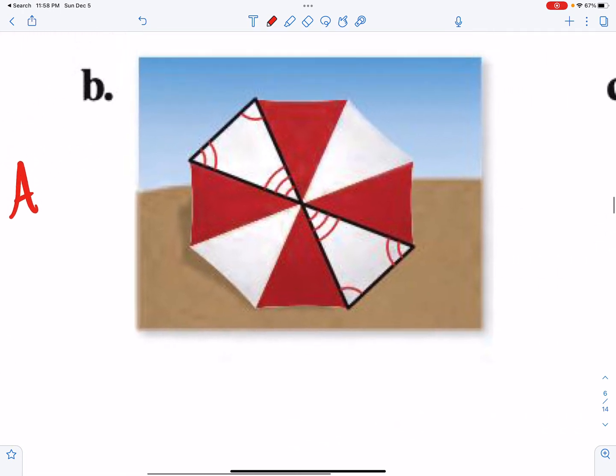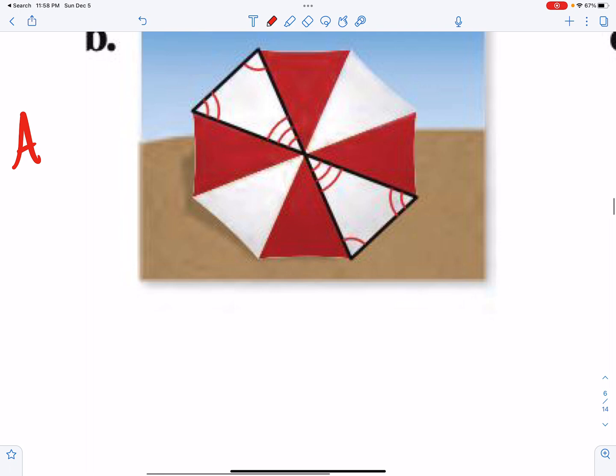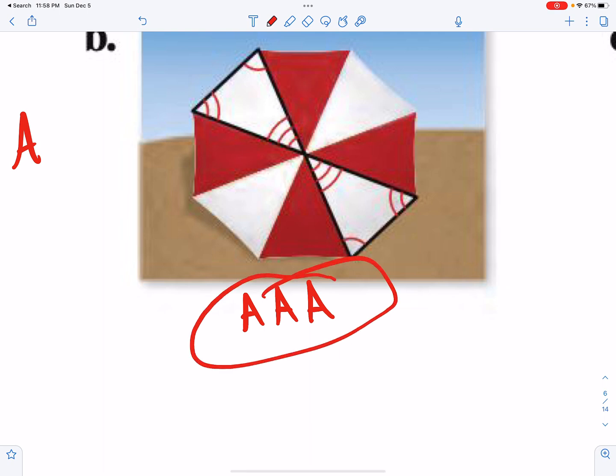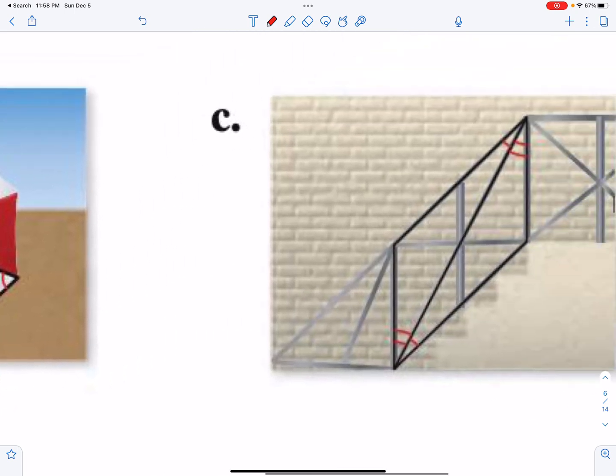Okay, the next image here, we have all three angles marked congruent. And again, we don't have any sides that we can say for sure. If we had any other information, because we have two of those angles congruent, we could prove them congruent. But because we have three angles, those cannot for sure be said as congruent, even though they appear to be.